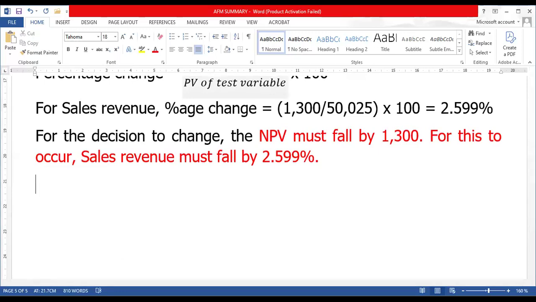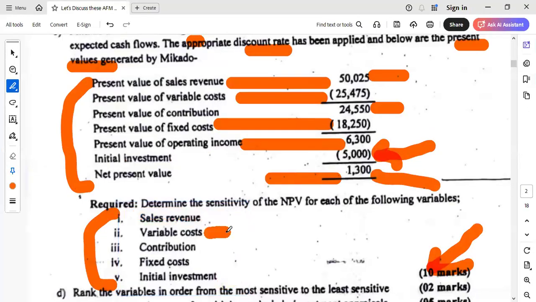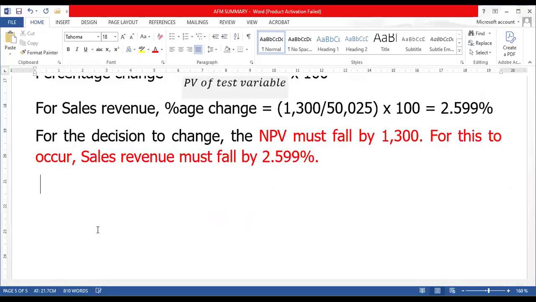Okay, when we are talking about the next part, the next part is what? We are done with Roman 1. Roman 2, variable cost, do the same. Simply say for variable costs, that is Roman 2.